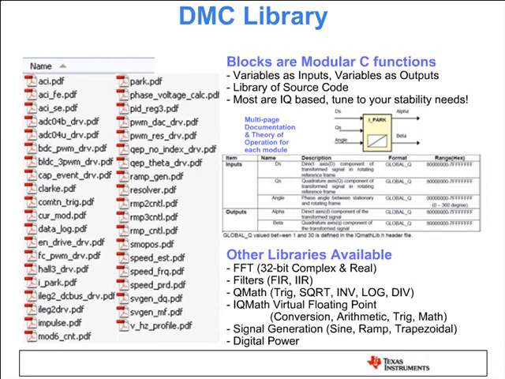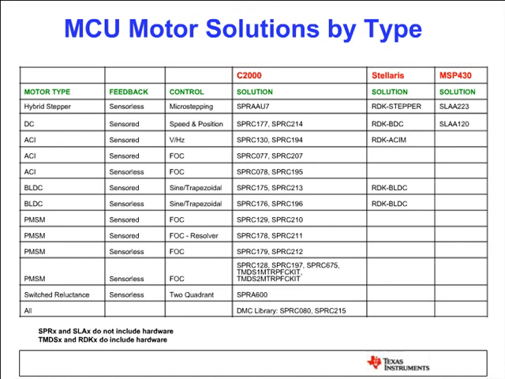Here are the application notes and projects we have. Sorry, these are projects. When you download each project, it comes with the application notes, user manual, library modules, and everything. We have several ACI, sensor, sensorless, V/F, FOC application, BLDC projects, PMSM projects, switched reluctance projects, DC motor, stepper motor. When you go to the motor control software library, you'll see all these applications.